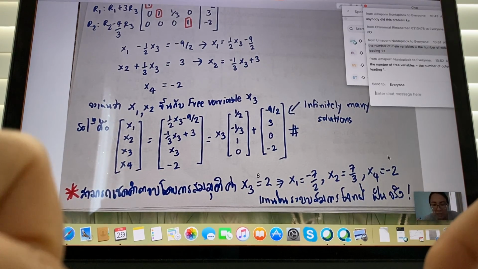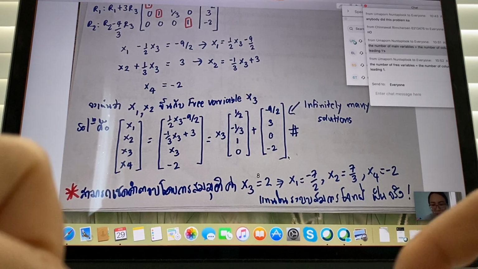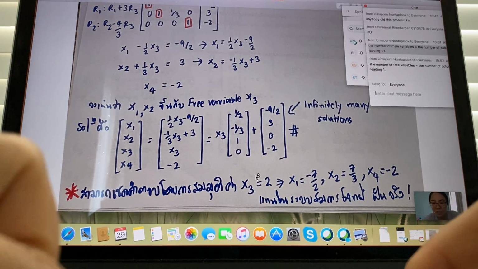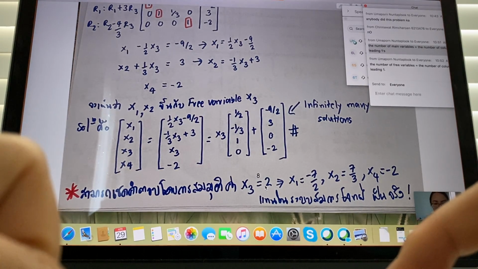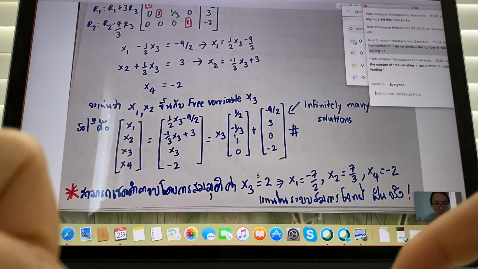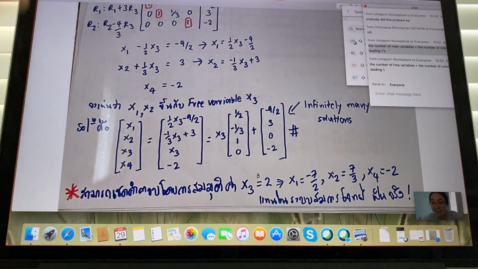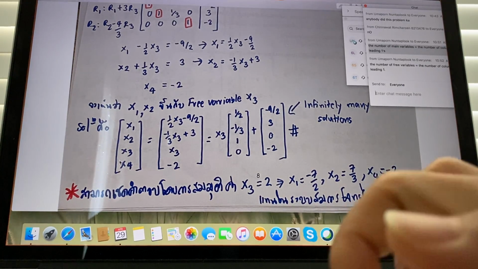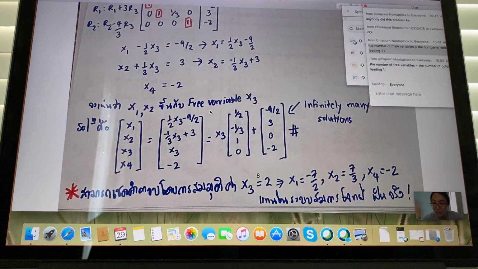You see that? And I just pick one number for x3, which this time I choose x3 equal to 2. Once I know x3 is 2, I just plug in here. So I get x1 to be -7/2 and x2 equal to 7/3. It's just one choice of x3. You don't have to choose this one. Actually, if you can write the solution in this form, you're done.